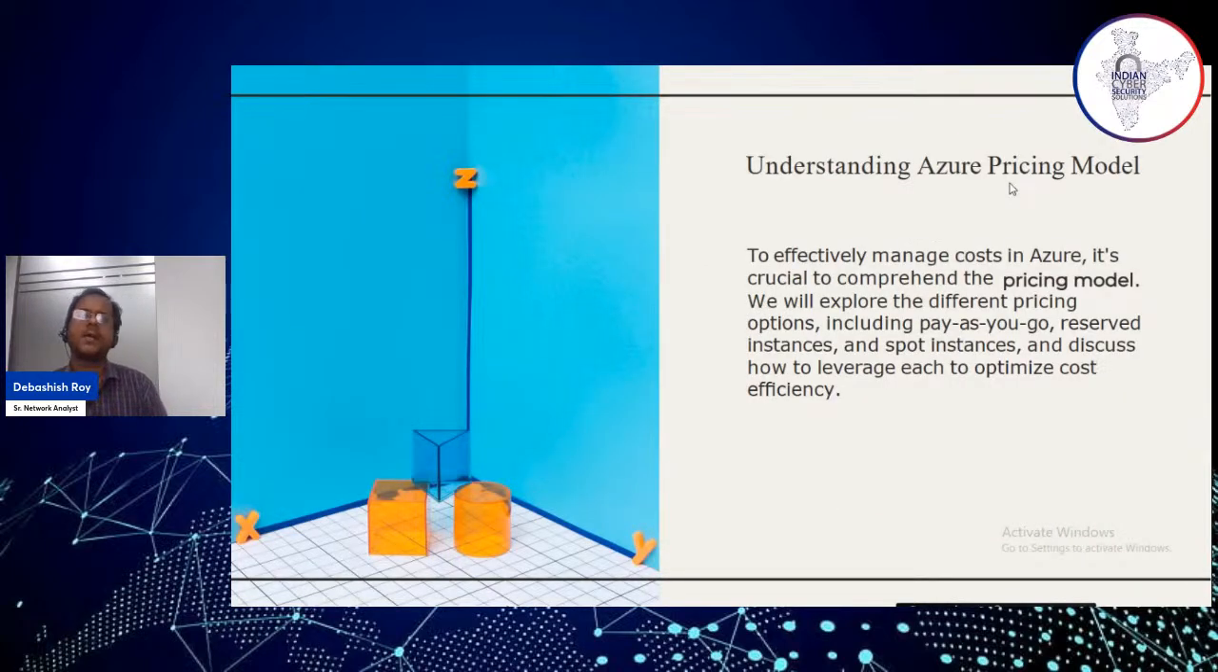You have to first understand the Azure pricing model. To effectively manage costs, you have to understand the pricing model, that is, how you are being charged and how you are spending. So, what are your cost habits? Say you are running a virtual machine.